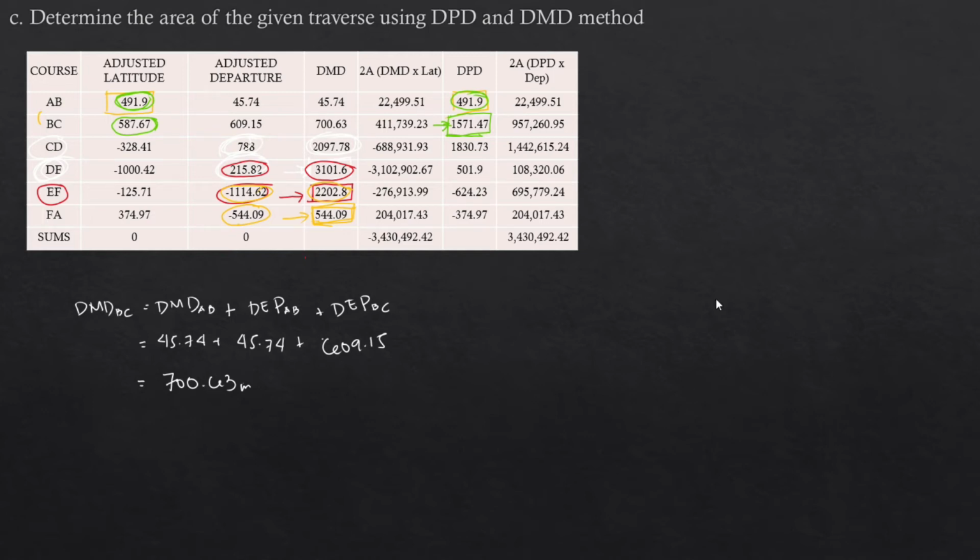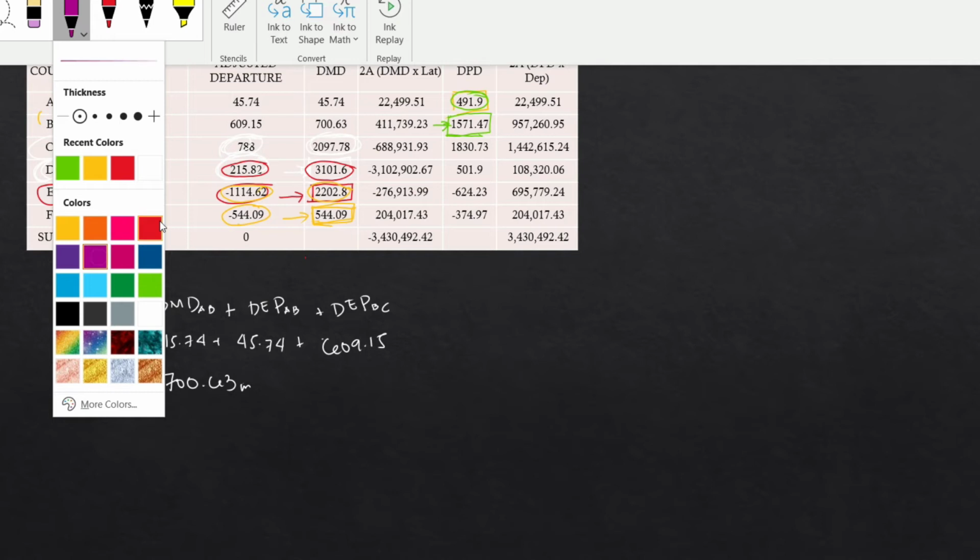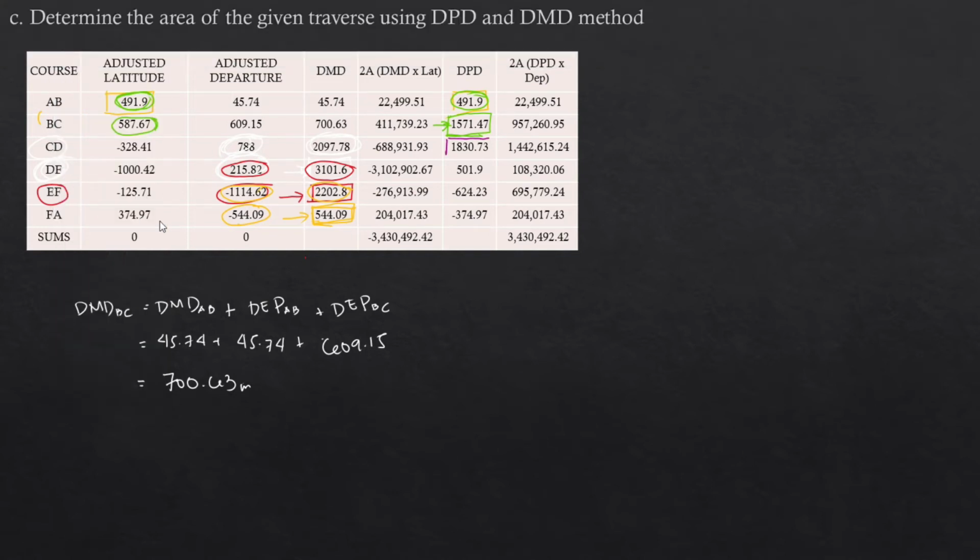Okay, so yun. Then next, sa course CD, okay, ito yung kukunin natin. DPD ng course CD. Ang ipag-add mo, yung preceding DPD, plus ito, plus yung latitude ng course CD. Ang kakalabasan, ito. Okay, so add nyo. Next, ganun din.